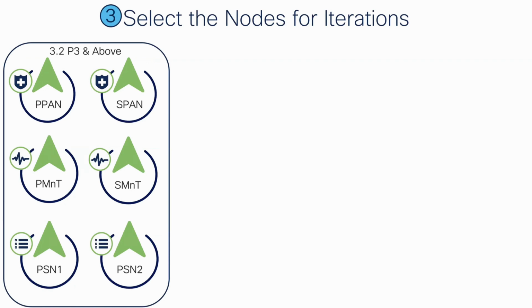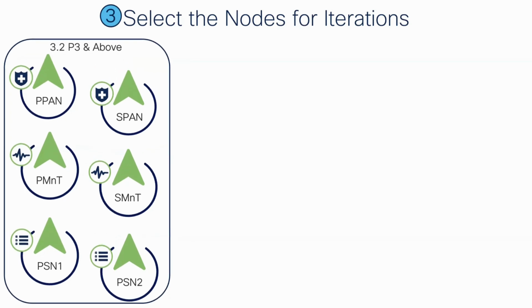Consider we have a lot of permutation combinations to start with, but I'm taking one example, having a 6 node deployment. New split upgrade is supported from 3.2 P3 onwards. So I have 3.2 P3 with a 6 node deployment: PPAN, SPAN, PMNT, SMNT, PSN1, PSN2, and I'm trying to upgrade them. As part of the third step in the wizard, you're supposed to select the nodes to upgrade. How do you select the nodes?